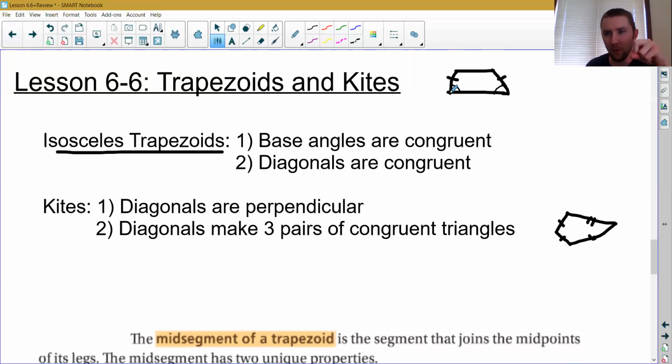But the difference here from a rectangle, remember, is a rectangle had to be a parallelogram. In this case, this is not a parallelogram, but these diagonal lengths are the same. Okay, in a kite, the diagonals are perpendicular, so they have to meet at a 90-degree angle, just like in a rhombus. But again, a rhombus is a parallelogram, and this isn't. And then the diagonals make three pairs of congruent triangles. So we talked a lot about congruent triangles with a kite. If you draw the diagonals, you have a lot of congruent triangles, and therefore a lot of congruent pieces of those triangles. So yeah, do remember that as well.